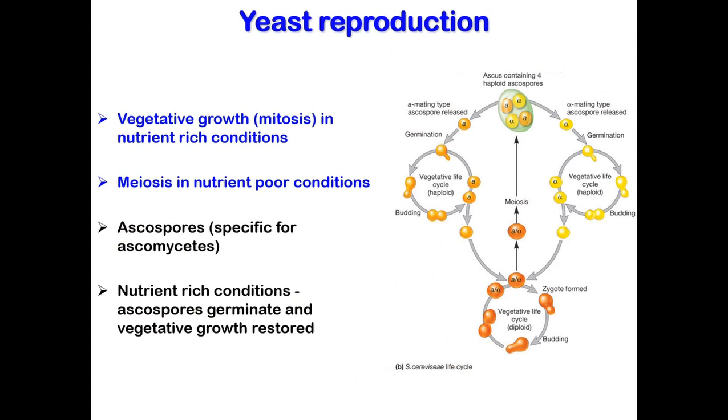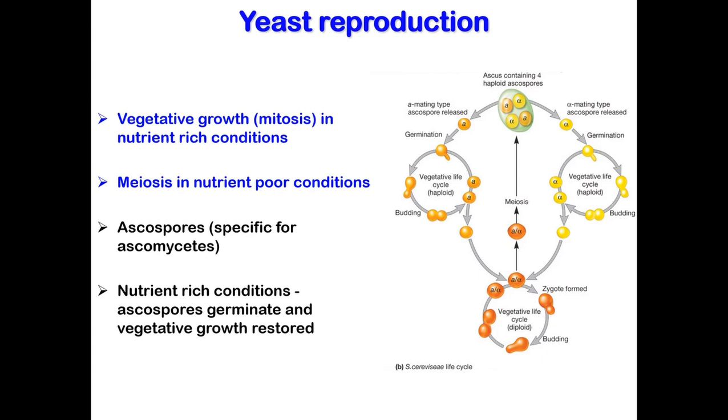So this slide looks at yeast reproduction in more detail. Yeast can reproduce asexually or sexually, but asexual reproduction is more common. Yeast reproduce asexually by a process known as budding, and this vegetative growth occurs when nutrients are plentiful. Yeast can also reproduce sexually by means of sexual spores called ascospores, which result from the fusion of the nuclei from two cells followed by meiosis. Meiosis occurs in nutrient-poor conditions.